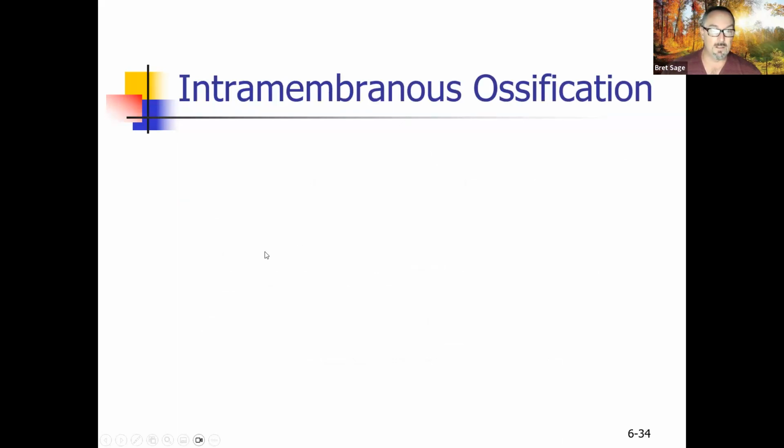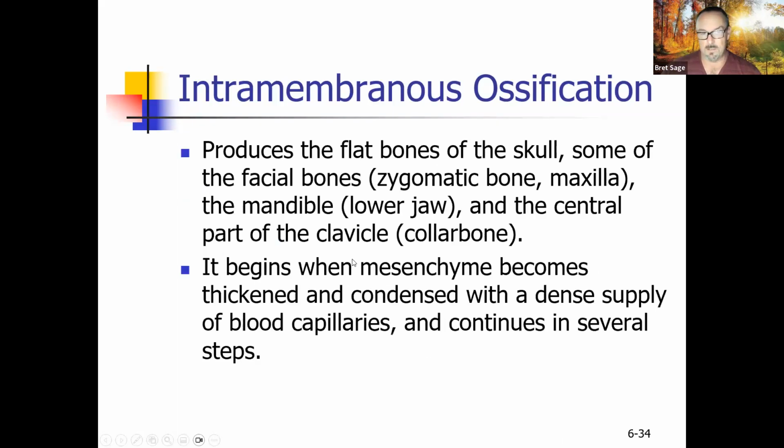Okay, let's talk about different types of ossification. First is called intramembranous ossification. It produces the flat bones of the skull, some of the facial bones, such as the zygomatic and maxilla. Zygomatic is cheek, maxilla is the cheek and upper lip area, front of your cheek. The mandible, lower jaw, and the central part of your collarbone.